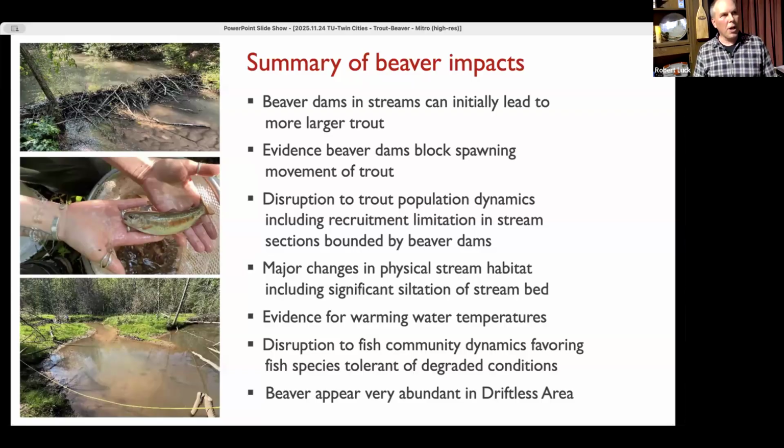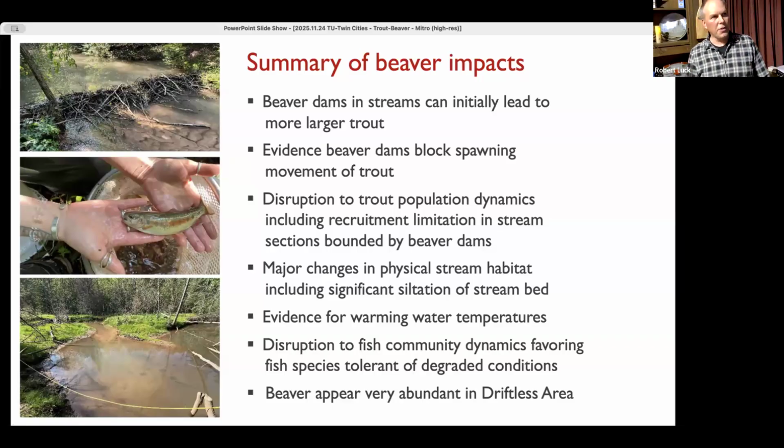There is evidence that beaver dams block spawning movements of trout, both brown trout and brook trout in our inland streams, coho and steelhead in our Lake Superior tributaries. There's been a disruption of trout population dynamics, including recruitment of trout, particularly in sections bounded by beaver dams. When you have lots of beaver dams on a stream, it's just pool habitat and they all tend to silt in. You're not getting fish spawning in those pools, and you're not getting recruitment of fish from elsewhere coming into those pools. So trout numbers do tend to decline over time in that habitat.